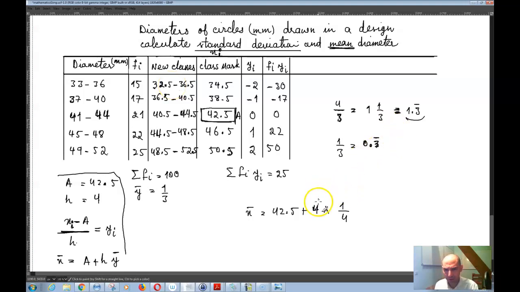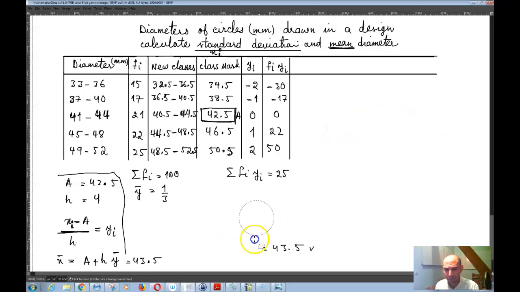Okay, that's correct. So these two will cancel out, and then you will get a 1, and then you will get 42.5 plus 1, which is equal to 43.5, and that must be the right answer. That is the right answer, 43.5. So your x bar is equal to 43.5. Okay, that is that. I apologize for this mistake, but I could not make it.